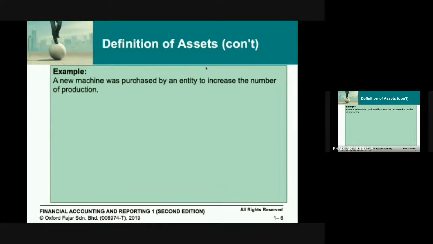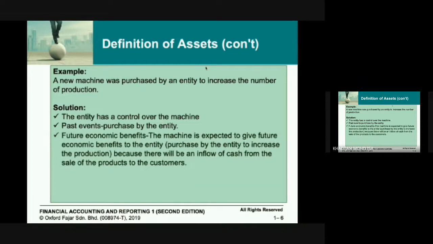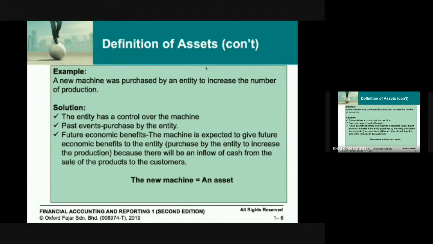All right, a new machine was purchased by an entity to increase the number of production. So how do you look into whether it is an asset to the company? Yes, the entity has control over the machine, because the machine was purchased by the entity. Once you purchase the machine, it means that you have control over the machine. And the past event is the purchase of the machine by the entity. And of course, for future economic benefit, because the machine will help the company to increase the number of production. So for all these three items, you know that these can be categorized as an asset. The new machine is an asset to the company.